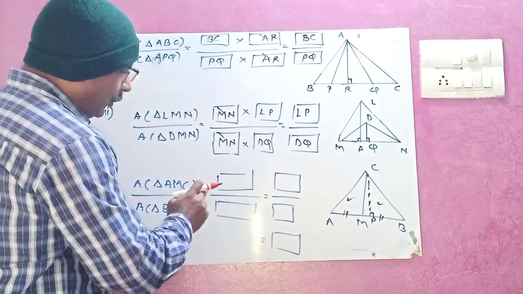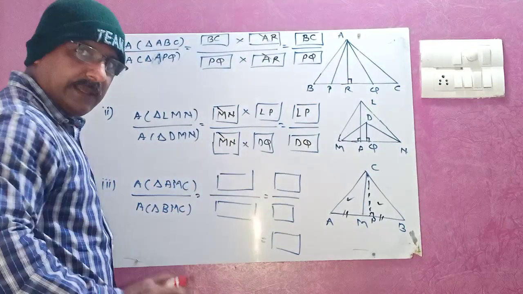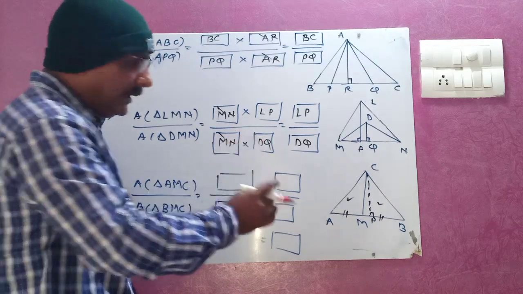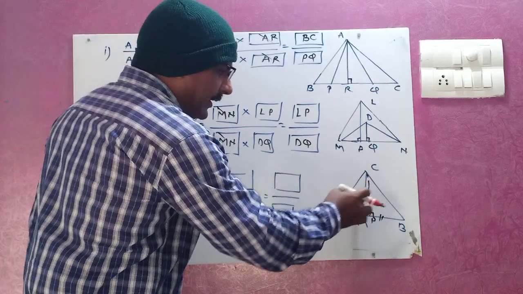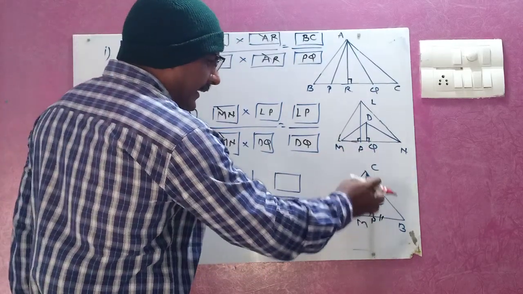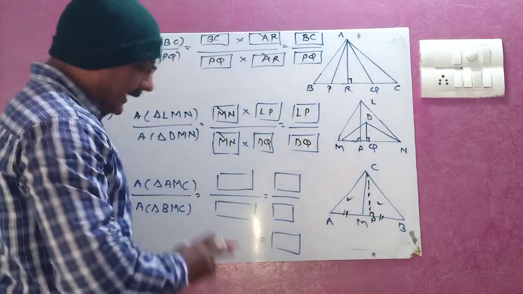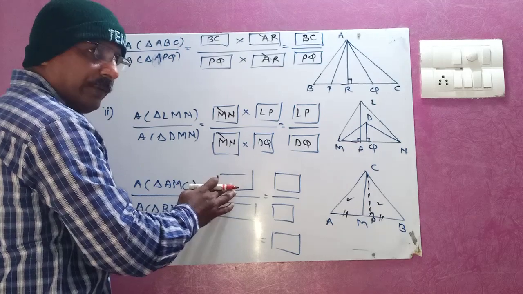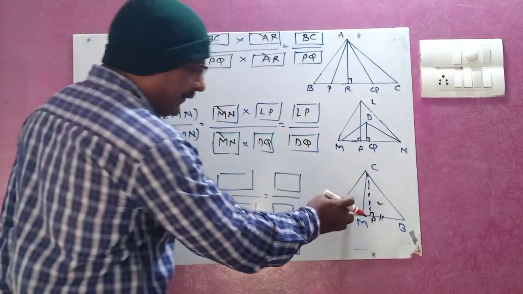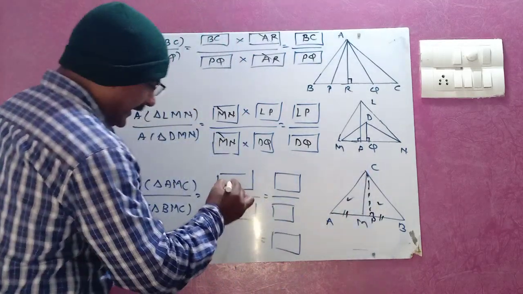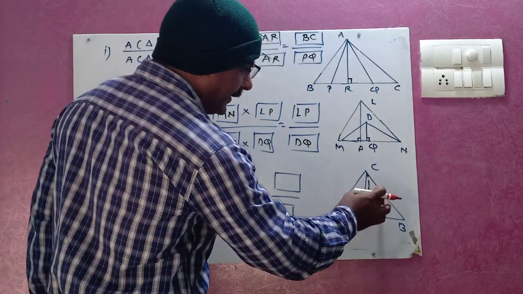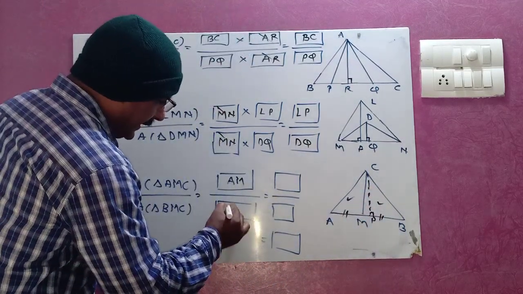That is why here they have not given two boxes like this. Height is not unequal. Height is equal, in both the triangles. That is why they have not given these two boxes like this. So here what will you write? Bases. Base of AMC is what? It is AM. And base of this is what? It is BM.